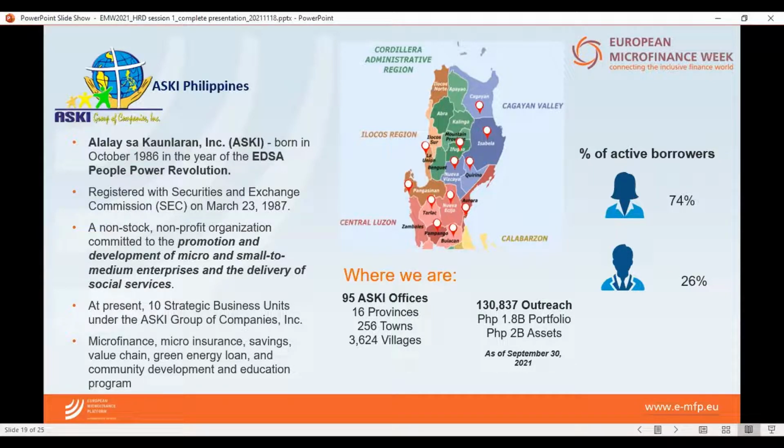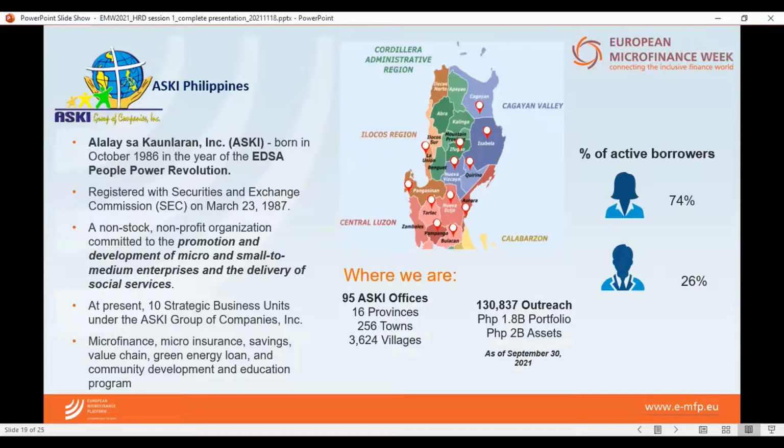ASKI in the Philippines has 95 offices spreading across 16 provinces and 256 towns and 3,624 villages, with an outreach of more than 130,000 people. Looking at the share of active borrowers, the majority is female clients, almost 3/4, and 1/4 male clients.